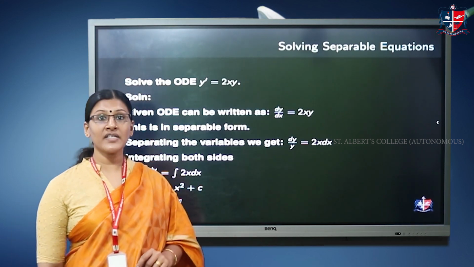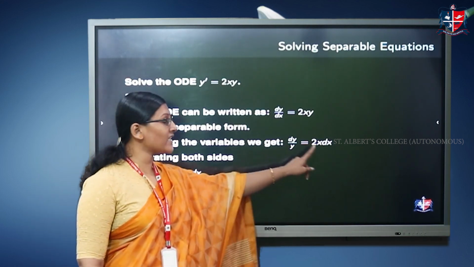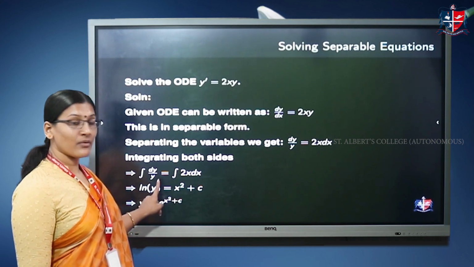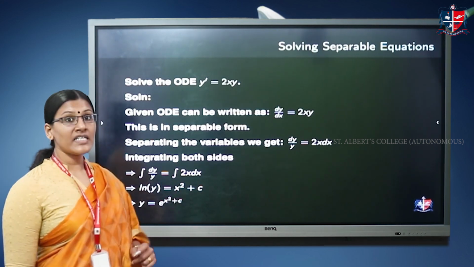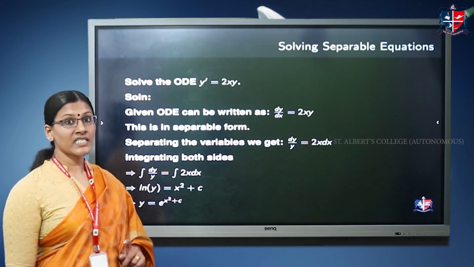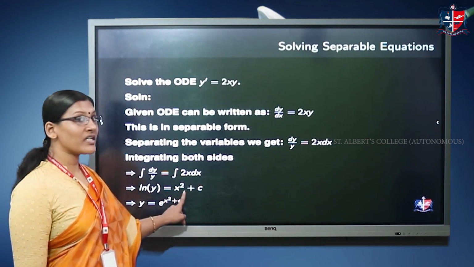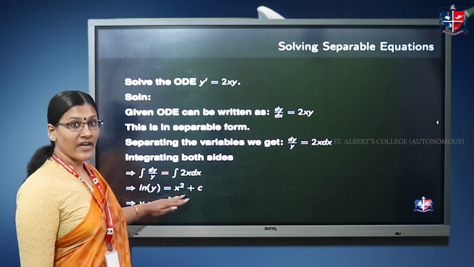Once we have separated the variables, we can integrate both sides. So here we will be integrating both sides. That is, we get integral dy by y equal to integral 2x dx. We know that integral of 1 by y is log y and integral of x is x square. So simplifying, we get log y equal to x square plus c. This can be taken as the final answer.